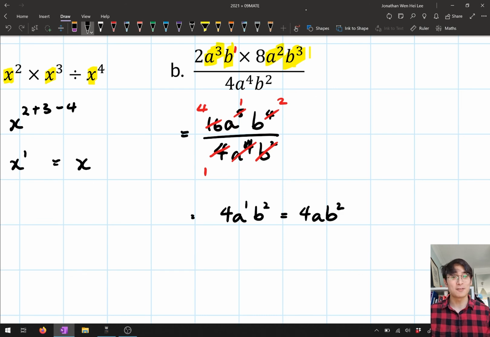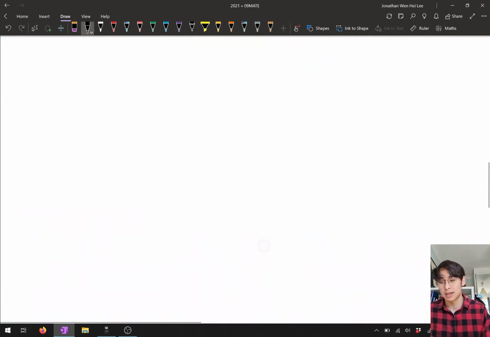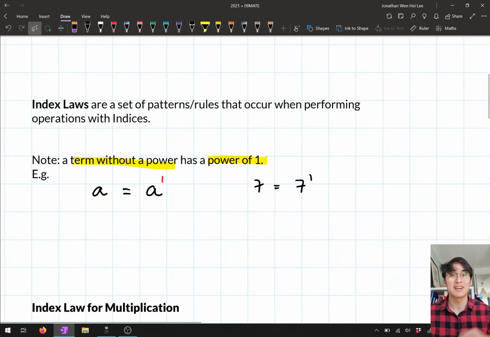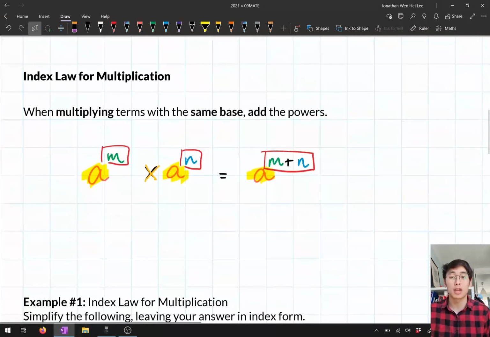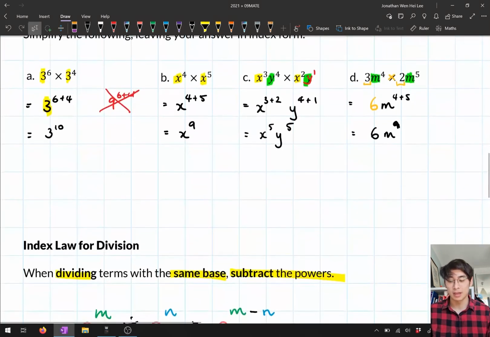Okay, so that's it for today's lesson on index laws. So let's just do a quick recap of what we looked at today. Today we started talking about index laws. Now, index laws are just patterns that we notice when we do operations with our indices. And the first one we talked about was multiplication. So if we multiply indices together and they have the same base, we just add the powers together. Nothing changes with our index, or with our base. All that changes is the index at the top. And so we went through a few examples of that.